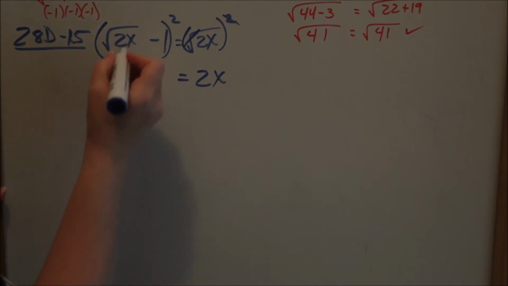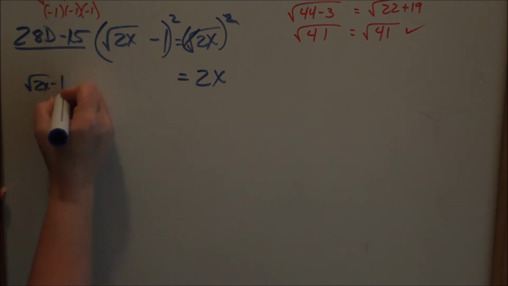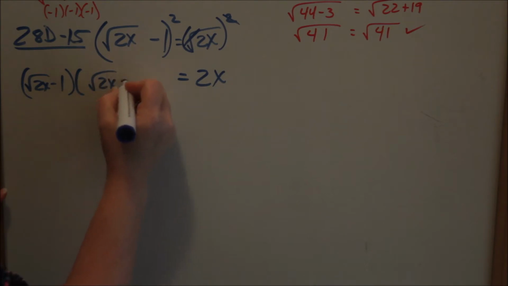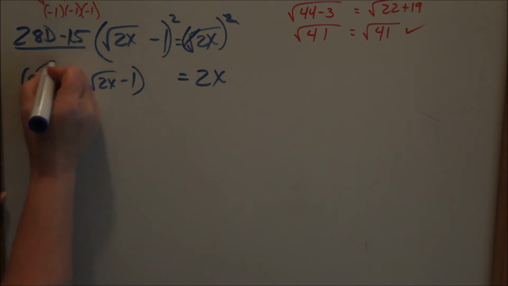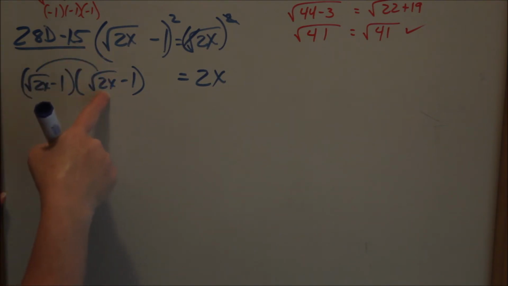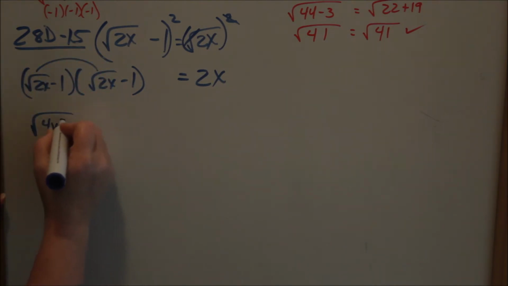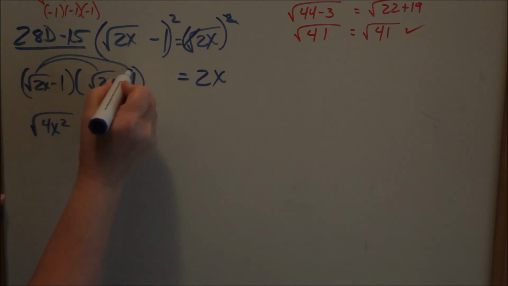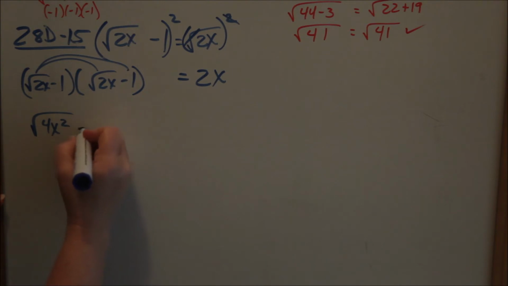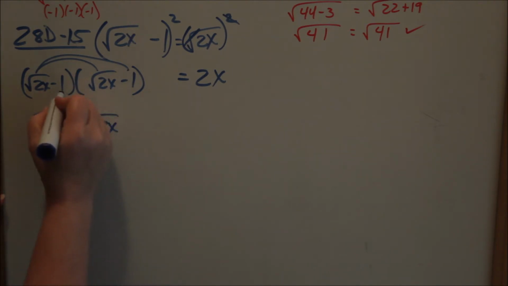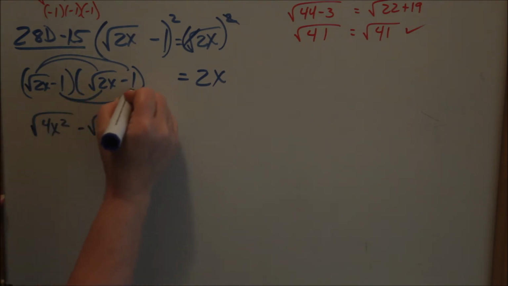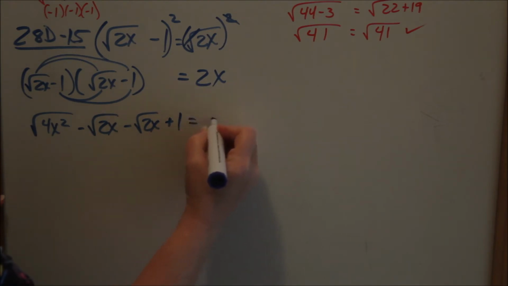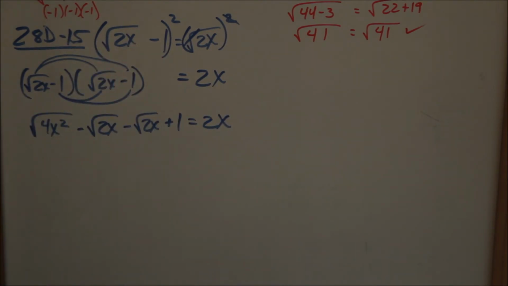I'm going to rewrite it the long way. That means square root of 2x minus 1 times square root of 2x minus 1. Parentheses squared means a parentheses times itself. This has to be FOILed out. Okay, so it's this times this. Square root of 2x times square root of 2x is square root of 4x squared. Now that times that, square root of 2x times negative 1 minus square root of 2x. Now distribute the negative 1. That would be negative square root of 2x. Negative 1 times a negative 1 is a positive 1 equals 2x. I had to FOIL that out.